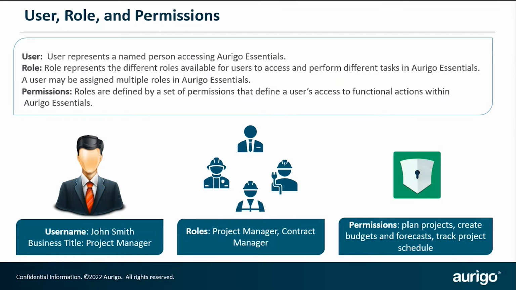The permissions allow for that role to have access to all of the forms within Essentials and the actions they can take on those forms. The permissions allow you to customize for John Smith, who has two roles of project manager and contract manager, so that he's going to be able to plan projects, create budgets and forecasts, track projects, and schedule, because project manager or contract manager has these access and task permissions within the system.